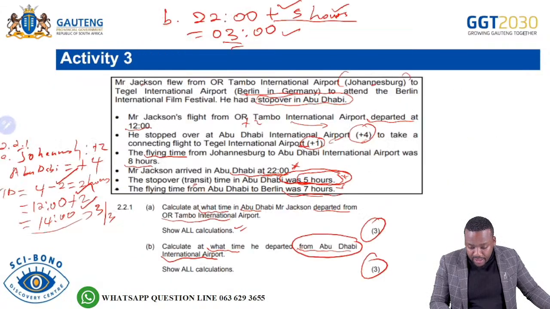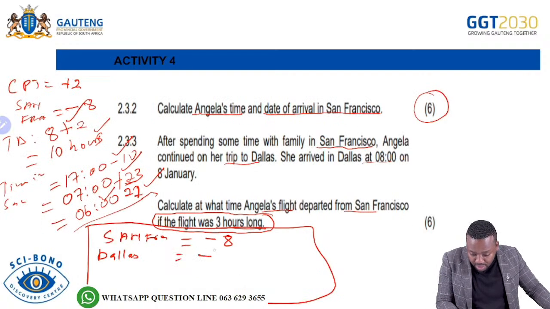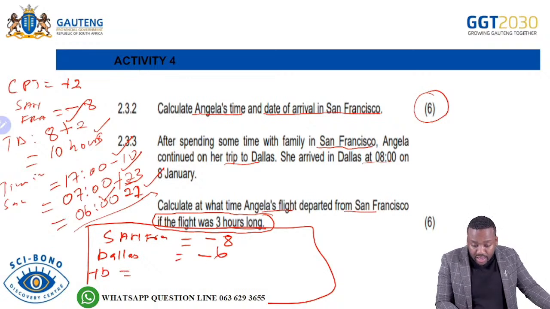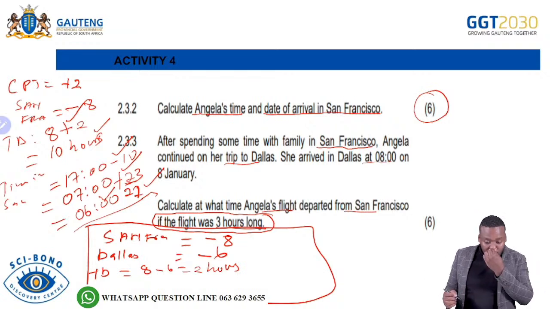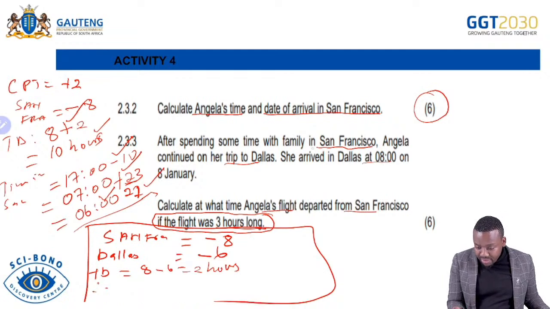We are getting there. We are busy with the time zone calculation. So it's on -6. Time difference, remember the signs are there. The signs are not the same. Therefore, we will say 8 minus 6. What we have, we've got what? 2 hours. Meaning that is the time zone difference between Dallas and San Francisco. Have you answered the question? No. Therefore, after spending some time with family in San Francisco, Angela continued on her trip to Dallas. She arrived in Dallas at 8 o'clock.